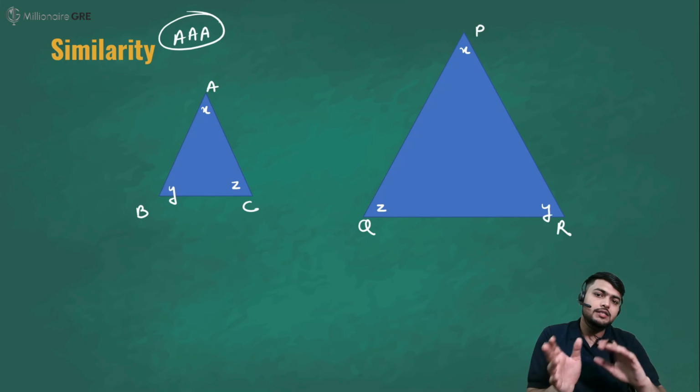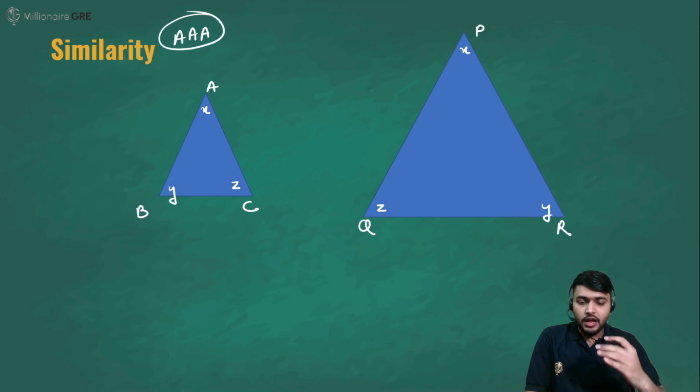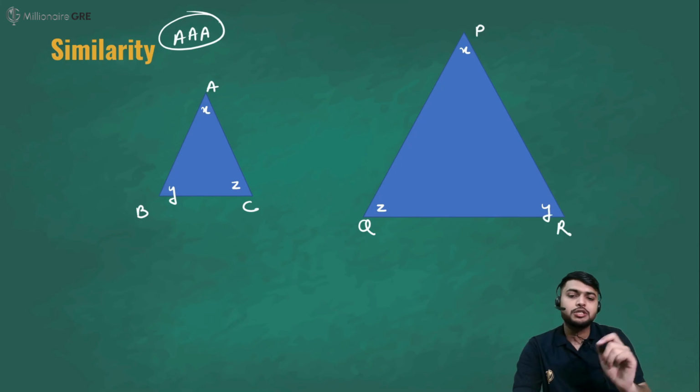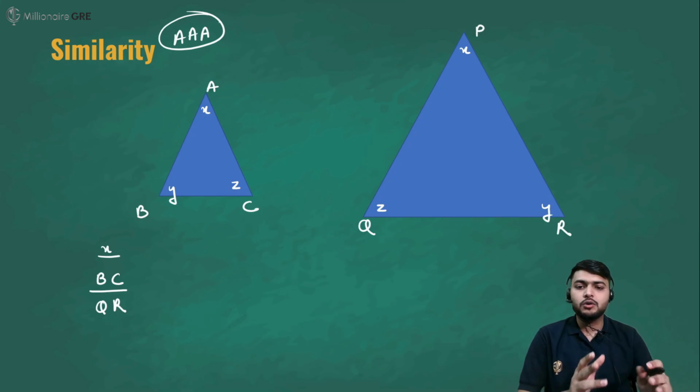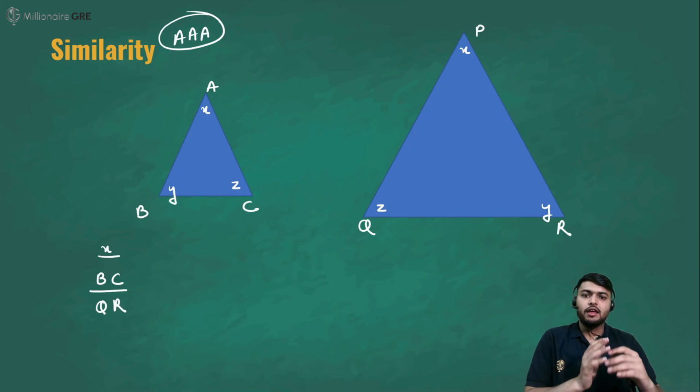Now if triangles are similar, the ratio of sides is the same. How do you write the ratio of sides? One of the ways is to look at opposite angles. In triangle ABC, opposite to angle X is BC. In PQR, opposite to angle X is QR. So these are the two sides opposite to angle X. This ratio will be equal to the ratio of sides opposite to angle Y, and that ratio will be equal to the ratio of sides opposite to angle Z.